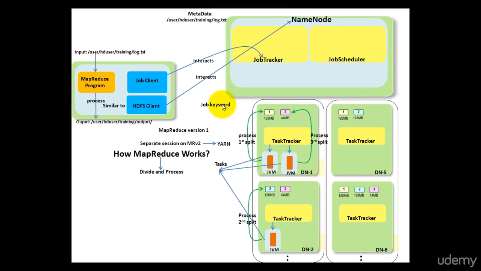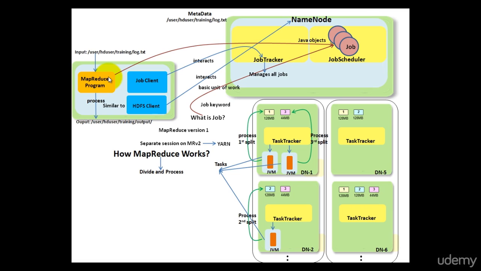We are hearing a lot of the job keyword here, like job tracker, job client, and job tracker manages all the jobs in the cluster. So first we need to know what a job is. In MapReduce, the basic unit of work is called a job. So when you write a MapReduce program, that program is converted into Java objects called jobs. These jobs are divided into tasks and then they are run across the cluster. That was all about jobs in MapReduce.